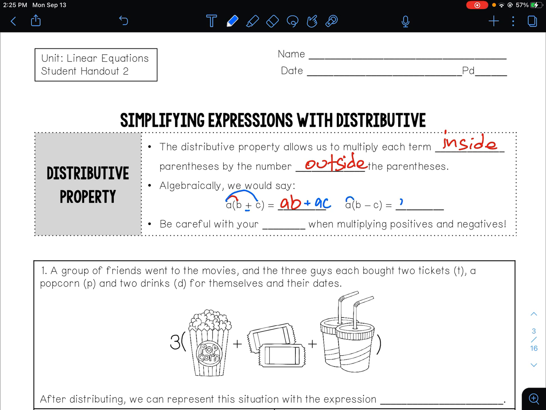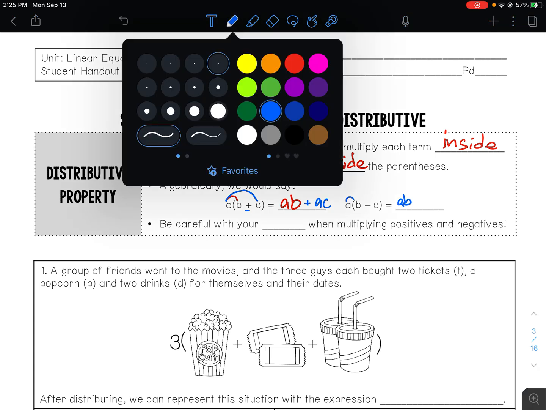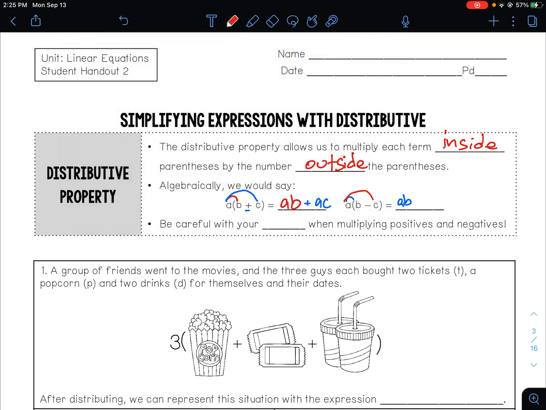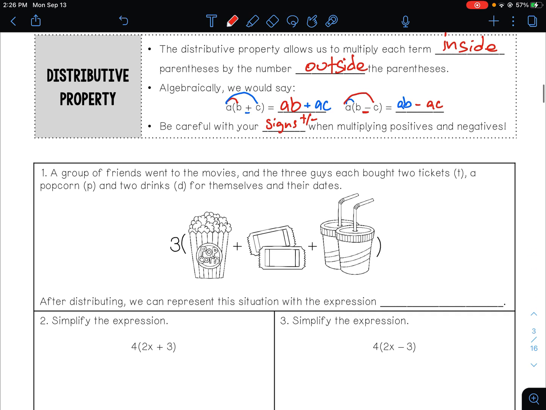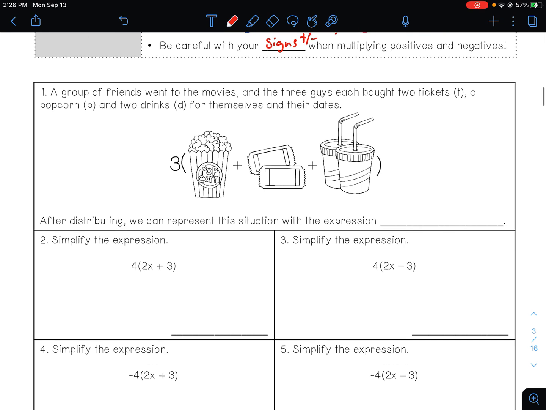For A times B, that's AB. And then the second rainbow, the double rainbow, A to C, is going to be AC. And there is a minus between them because there's a minus right there. So be careful with your signs. When we're talking about signs, we're talking about plus and minus, okay? So you may want to write that plus or minus down when multiplying positives and negatives because it will affect the answer. So let's take a look at number 1.